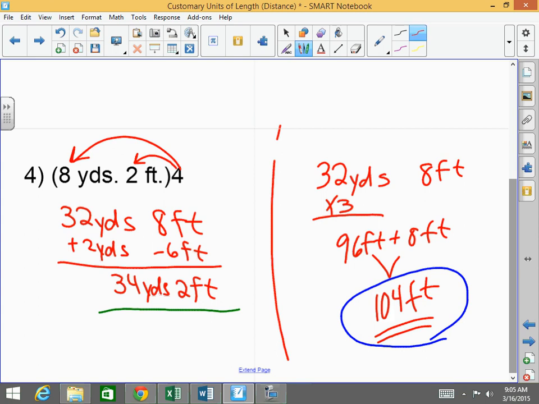Does this make sense, guys? This is very simple, but you got to know what you're doing. Yes, sir. Okay, you can't turn them all into yards because I have 2 feet here. So I guess I could turn it into a decimal, but I'm not going to do that to you. Does that make sense, boys? Yes. Does everyone understand this, boys?